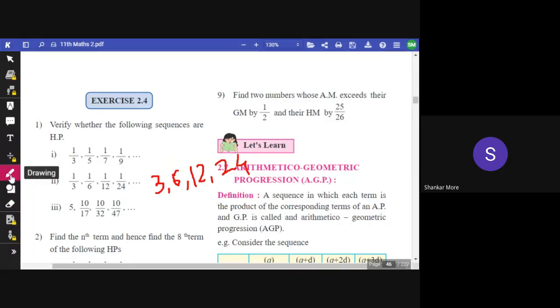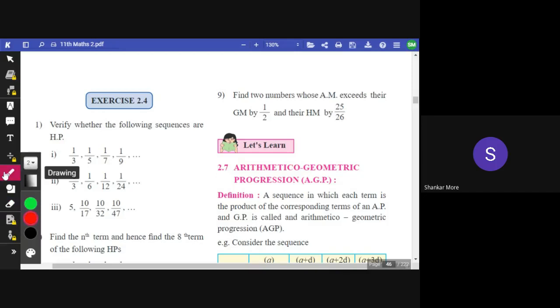AP means the difference between second term and first term, the difference between third term and second term is equal. देखो यहाँ पे डिफरेंस अगर हम लेंगे तो इन दोनों का डिफरेंस आएगा 3, इन दोनों का डिफरेंस आएगा 6, इन दोनों का डिफरेंस आएगा 12. So it is not AP, it is GP. Reciprocal of the given term should be AP, then the given series is HP. So it is not HP. Sankalp, correct? Am I right? Second example is not the example of HP. Okay, good.